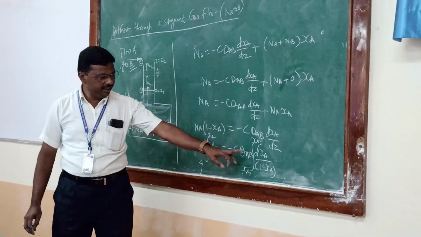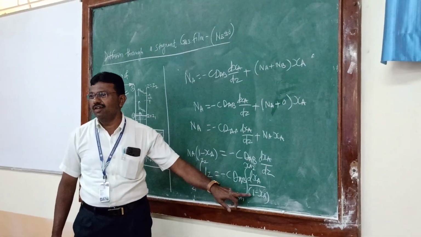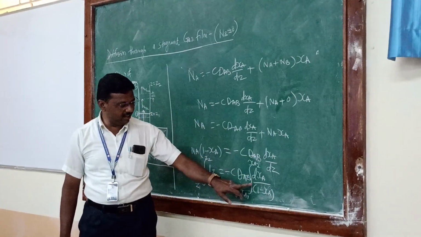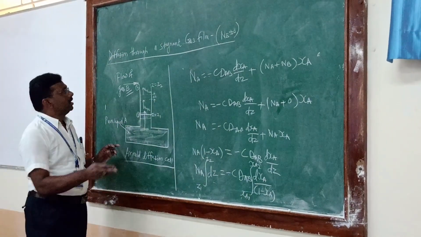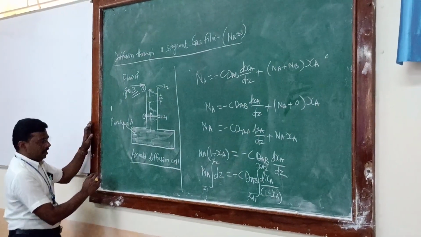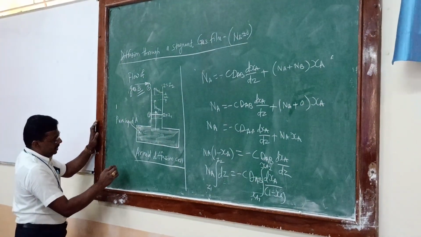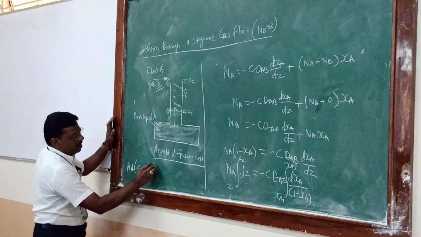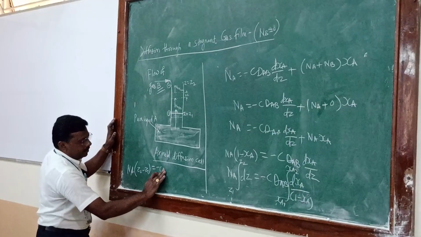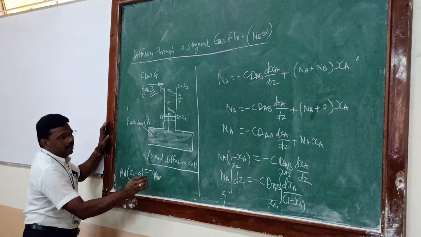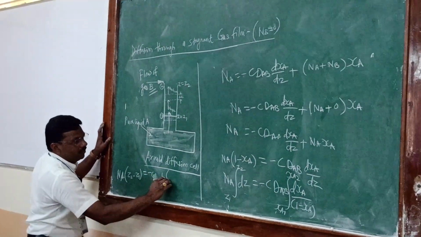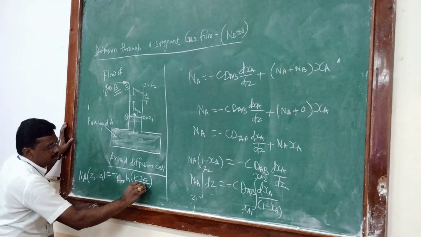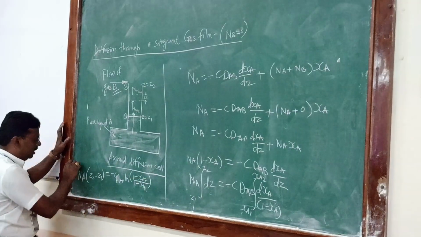The integration of dx by 1 minus x is ln of 1 minus x. So if you put the limits of the integration, we finally get the equation: integration of dz is z, so z2 minus z1 is equal to minus c DAB into ln of (1 minus x2) upon (1 minus x1), and this is the equation.